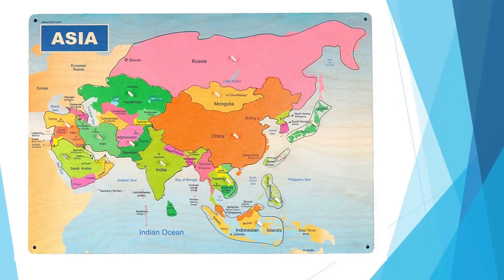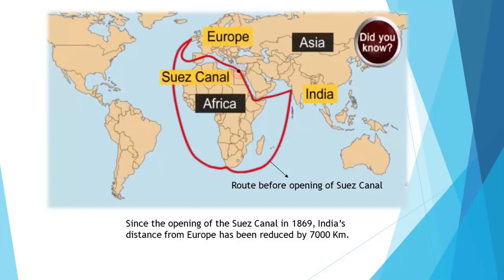The Deccan Peninsula protrudes into the Indian Ocean, thus helping India to establish close contact with West Asia. India is very strategically located in the center. The Trans-Indian Ocean routes connected to Southeast and East Asian countries in the east and to African and European countries in the west. Did you know, children? The opening of Suez Canal in 1869 reduced India's distance from Europe by 7,000 kilometers.